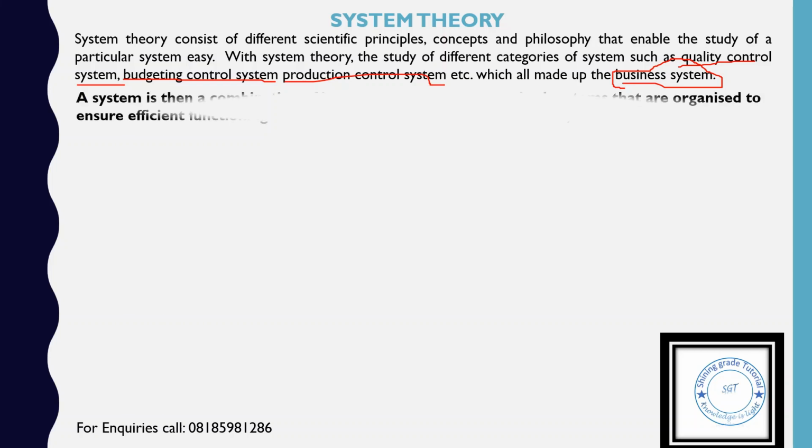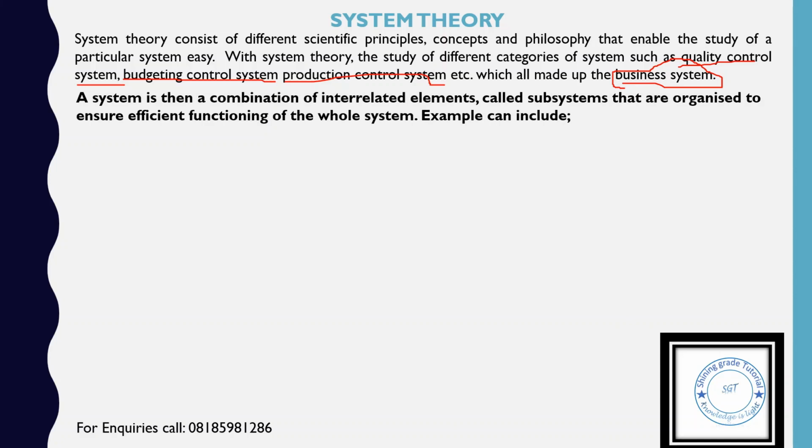Alright, so what is the meaning of a system? A system is a combination of different interrelated elements. We call such interrelated elements subsystems. The subsystems must be organized to ensure proper functioning of the whole system. So the whole system consists of different elements, which are compiled and organized to ensure proper functioning and running of the whole system.